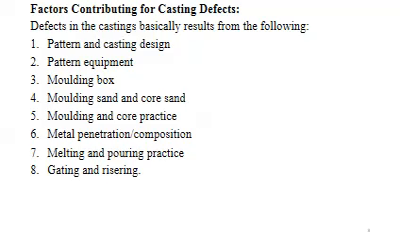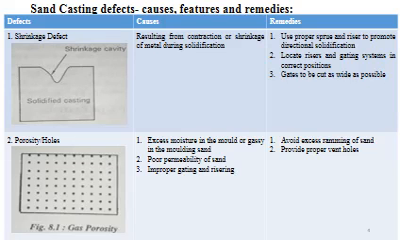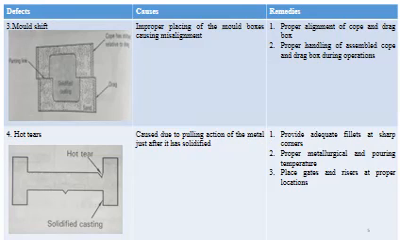These are the important points: pattern and casting design, pattern equipment, mold box and mold side and core side, molding and core practice, metal penetration, composition, melting and pouring practice, and gating and risering. Shrinkage defect and porosity are holes or cavities provided in the component. Third defect is mold shift.